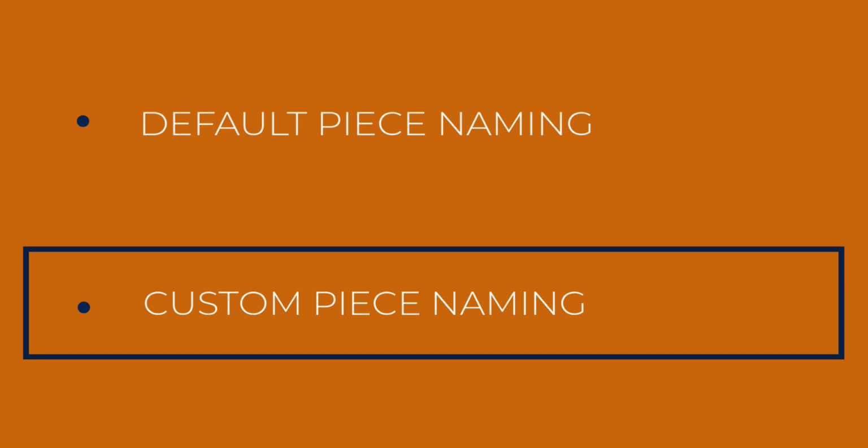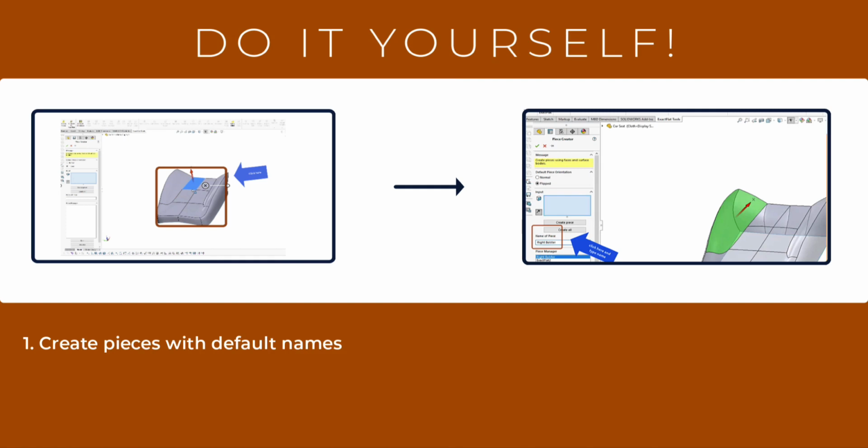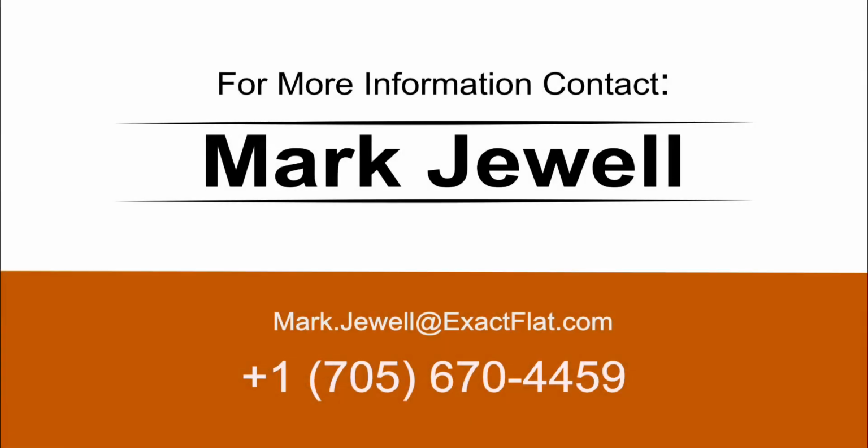Now it's time for you to try it. So go ahead and take your model and create default piece names by selecting the faces on your model to create the pattern pieces, and you can change those piece names to custom names as you see fit. When you've completed that, you can return to the next video to learn more about the pattern making process.